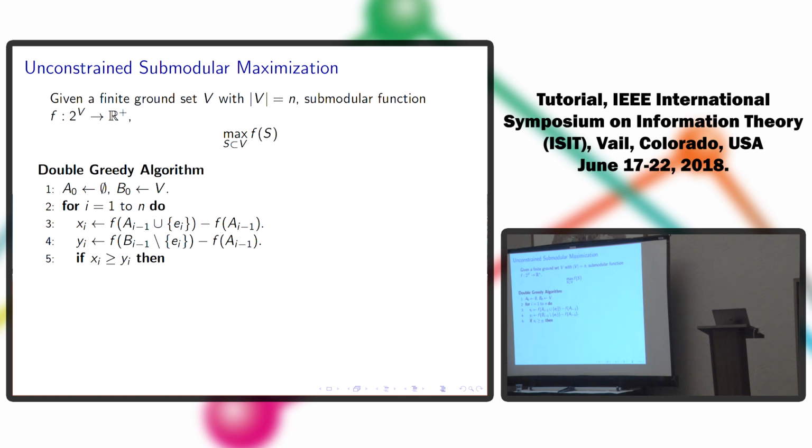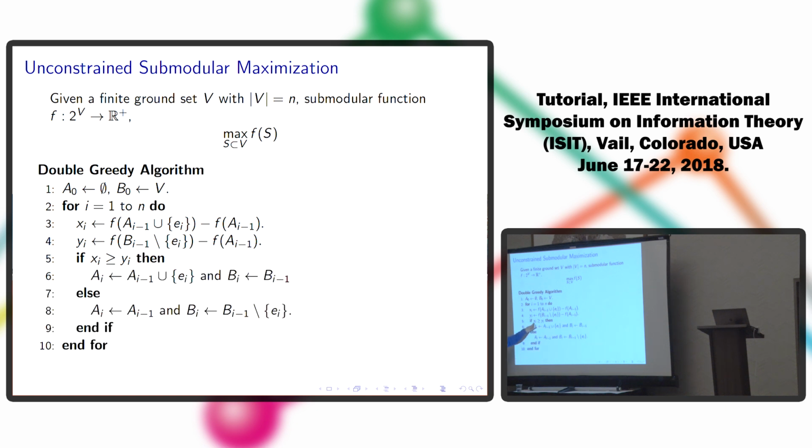So that is going to be x_i. I'm then going to check how much do I get by removing an element from B_{i-1}. That is going to be y_i. Then, if x_i, adding, is better than removing, I'm going to add the element to A_i and keep B_i as it was. Otherwise, I'm going to do it the other way.